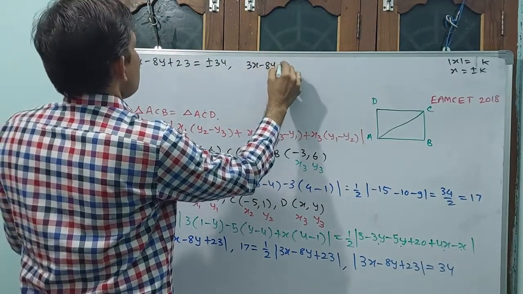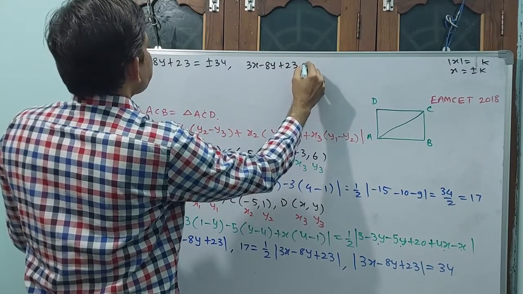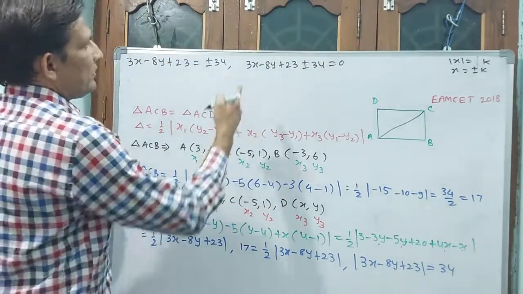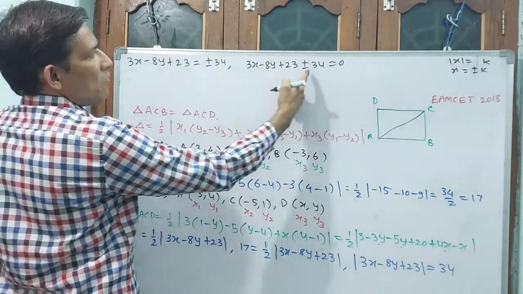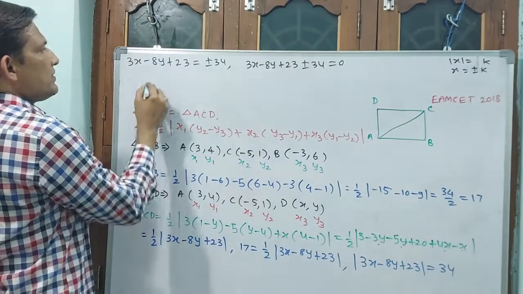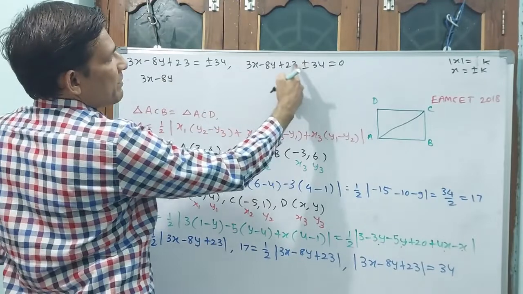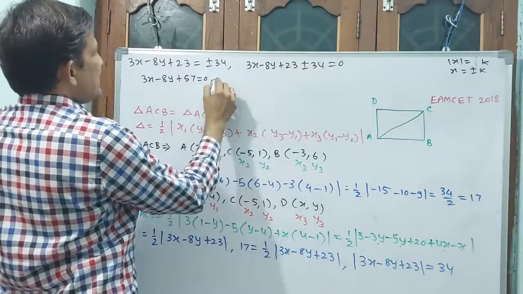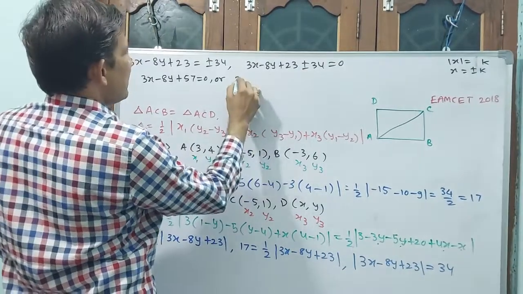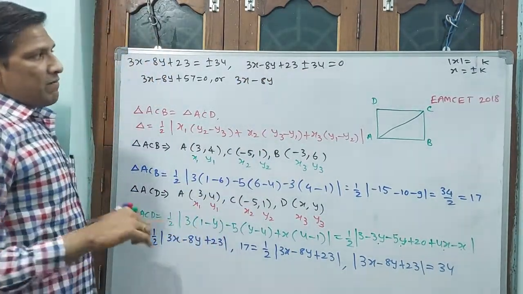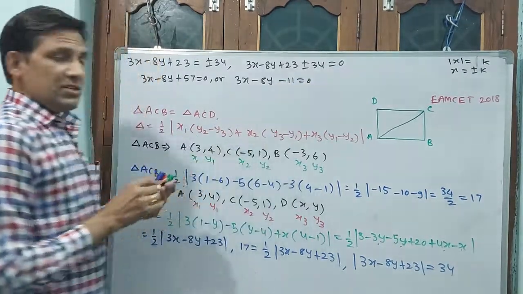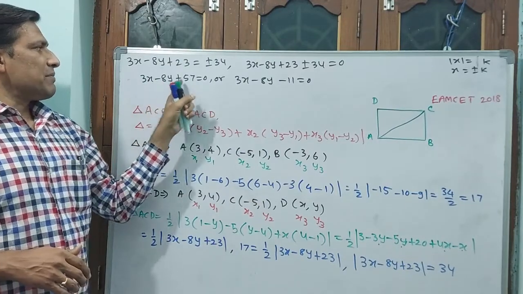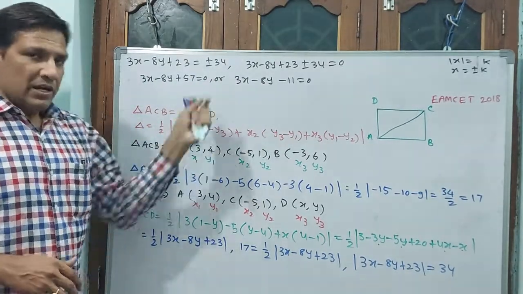See, here what will happen? 3x minus 8y plus 23 plus or minus 34 equal to 0. Once you take plus 34, another time you take minus 34. If I take plus 34, 3x minus 8y plus 57 equal to 0, or if I take minus 34, 3x minus 8y minus 11 equal to 0. See, this is the answer. Because modulus is there, the locus is two equations: 3x minus 8y plus 57 equal to 0 or 3x minus 8y minus 11 equal to 0. Like this, you have to write and close this question.